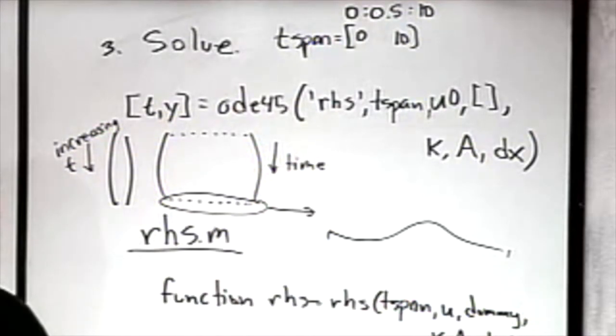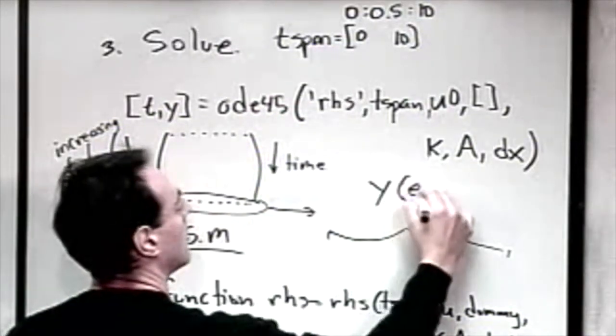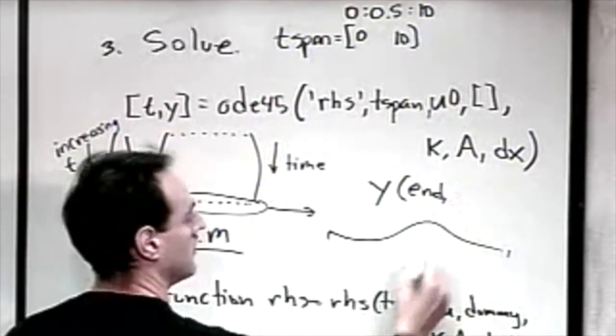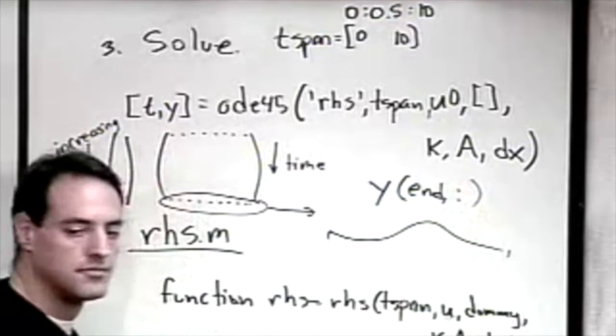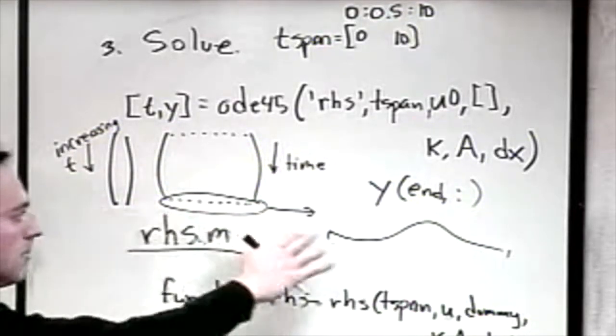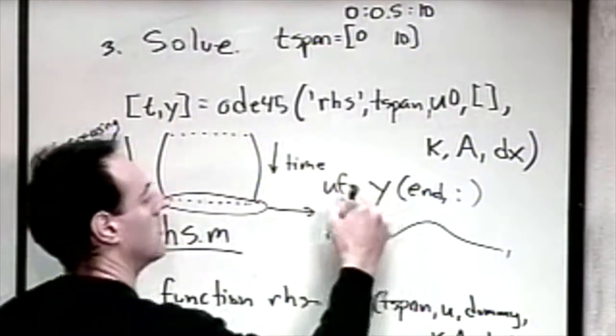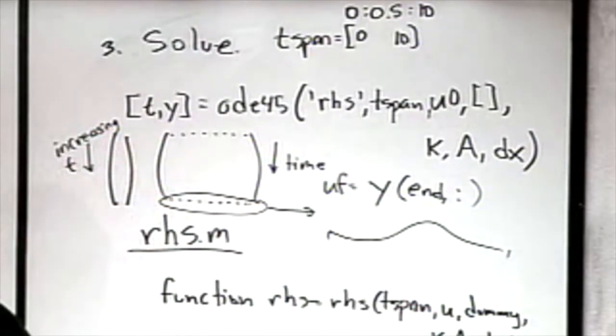So you grab it, use the end command. So you say, okay, I want this whole row. All right, so go to the last row. Grab the whole thing. Grab every column. That's going to be your, call it UF, your final solution. Okay? And manipulate it accordingly.